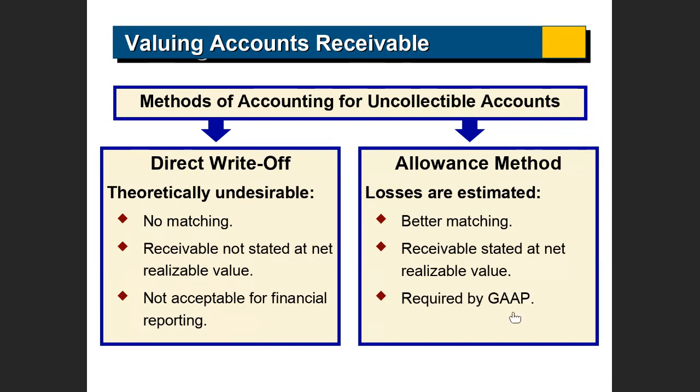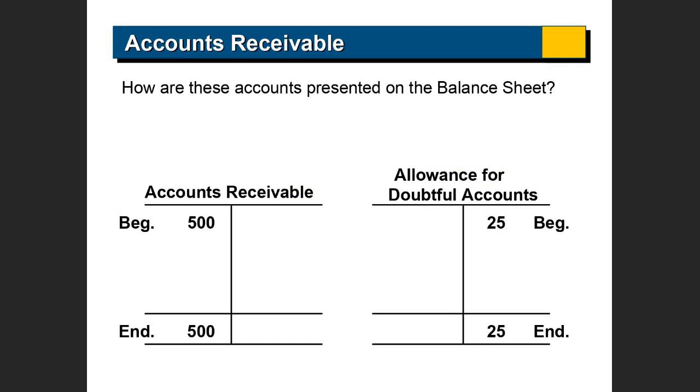And we're going to discuss both of these methods, exactly what is the process step by step, each step at a time, and follow along. We're going to start with the two accounts. So here we have, under the allowance method, two accounts. One is the accounts receivable, which is $500, and the other one is allowance for doubtful accounts, 25.